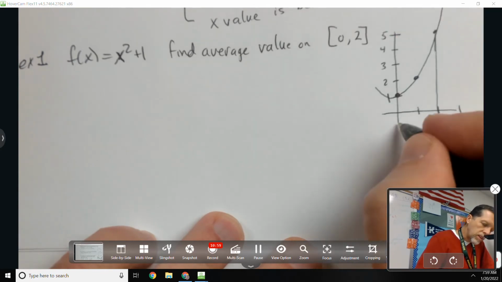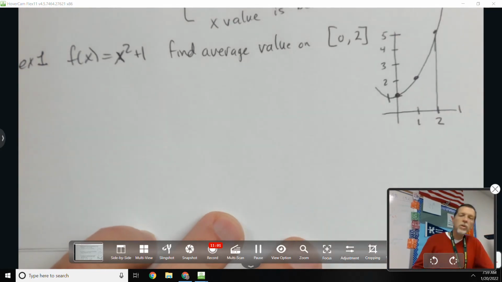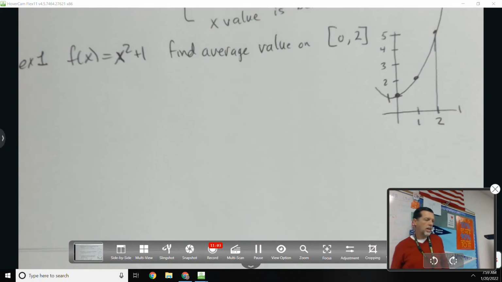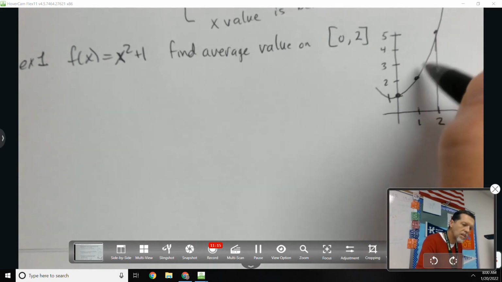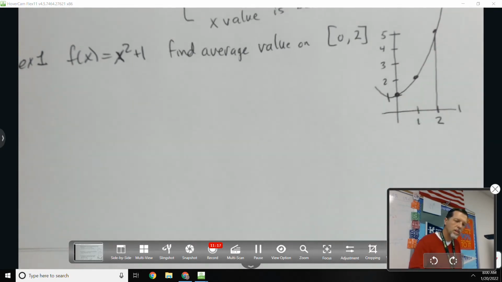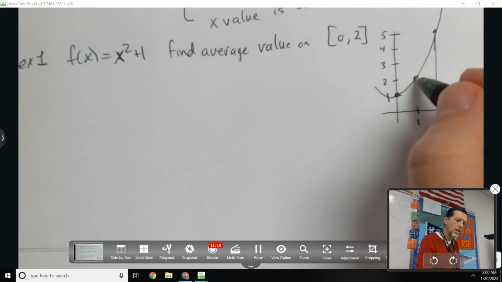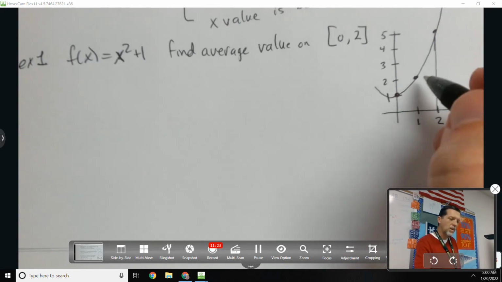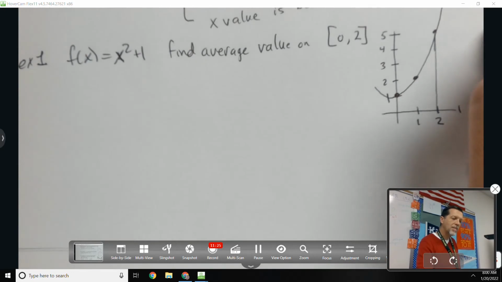And so we want the average value between 0 and 2. Any guesses on what you think the average value will be? Give me a guess. What's that? 2? Okay. I mean, that point's on there because I plotted 1, 2. But it could be the average value. So 2 is not a bad guess.